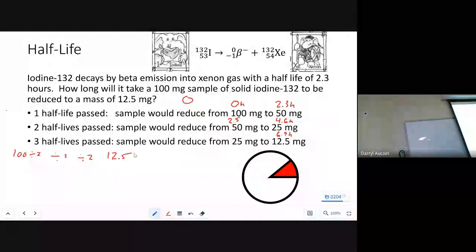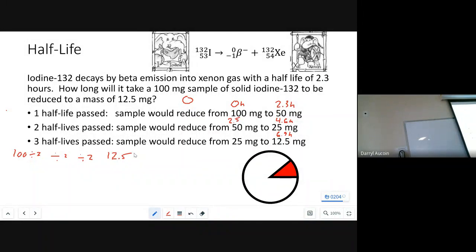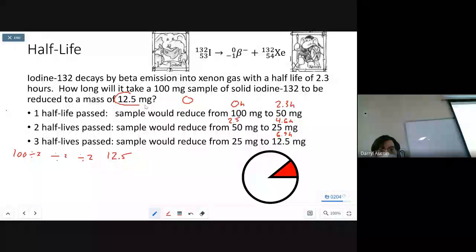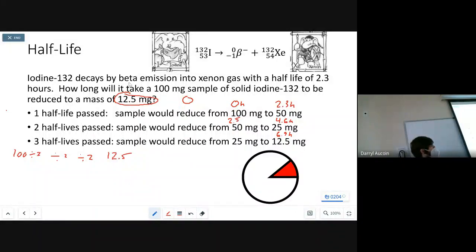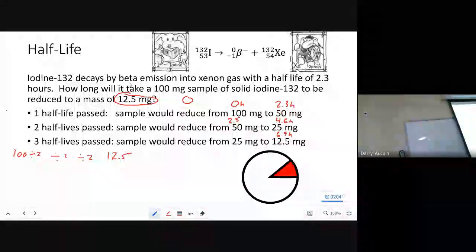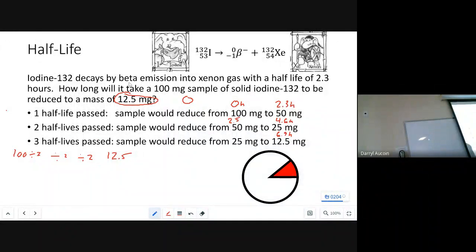Divided 50 by 2, got 25. 25 divided by 2 gives us 12.5. So we just kept dividing by 2 until we got to the mass that they were looking for. The mass they were looking for was the 12.5. And then we just figure out how many half-lives had to do that. We had to go 1, 2, 3 half-life times.